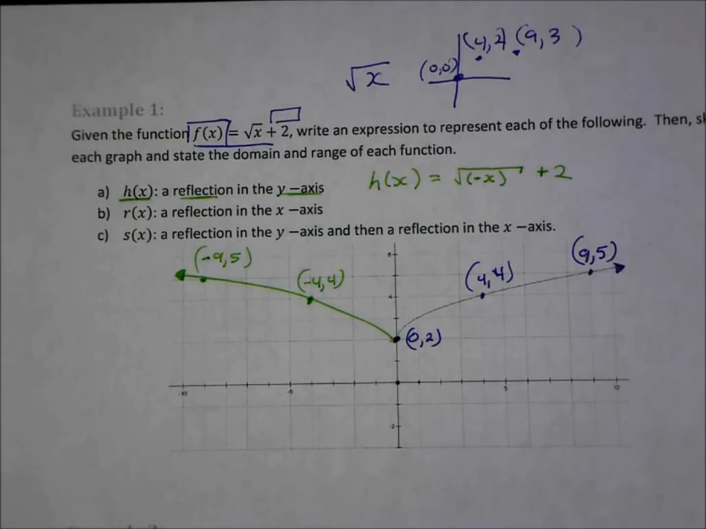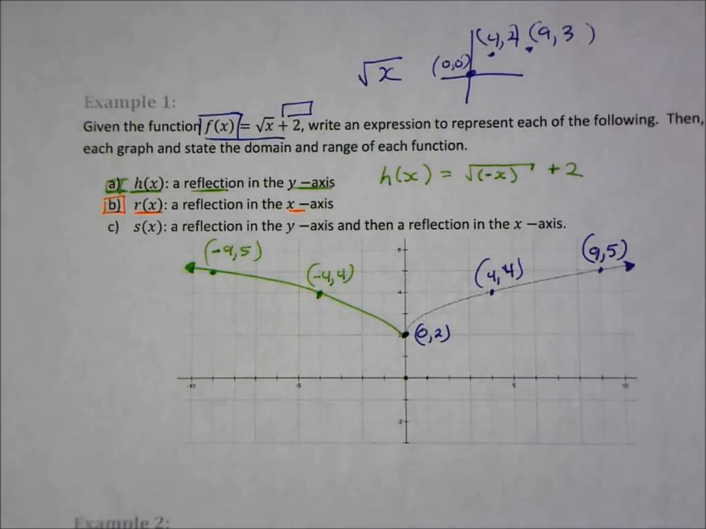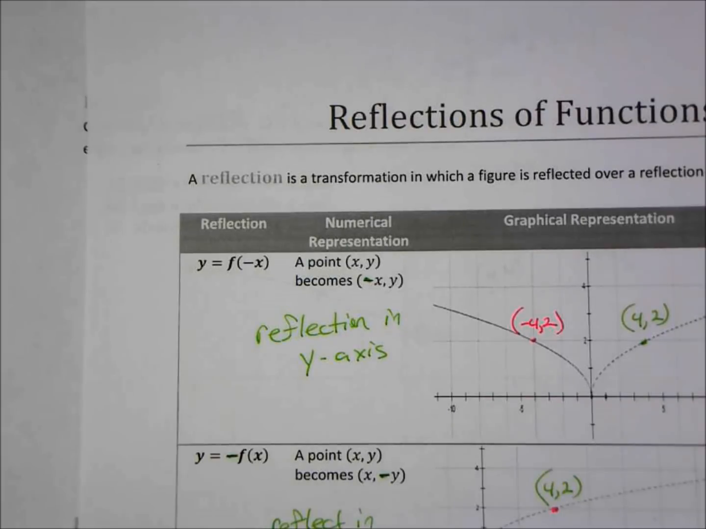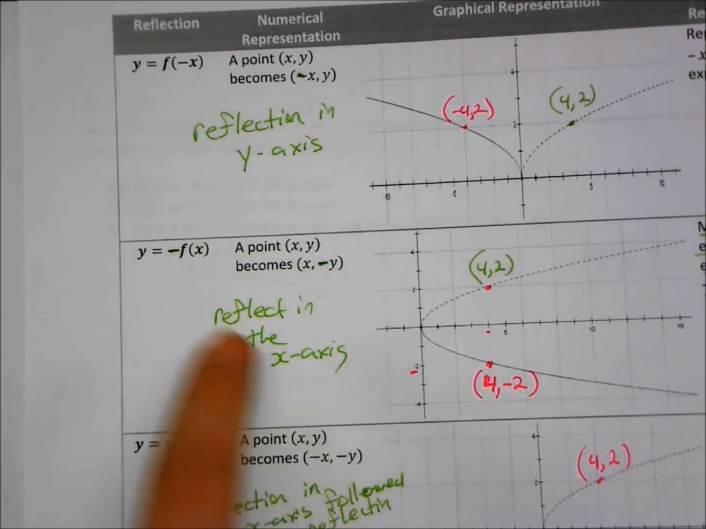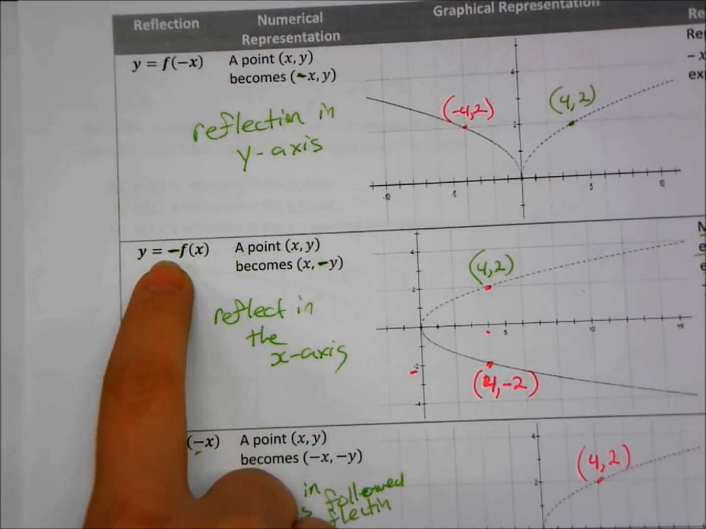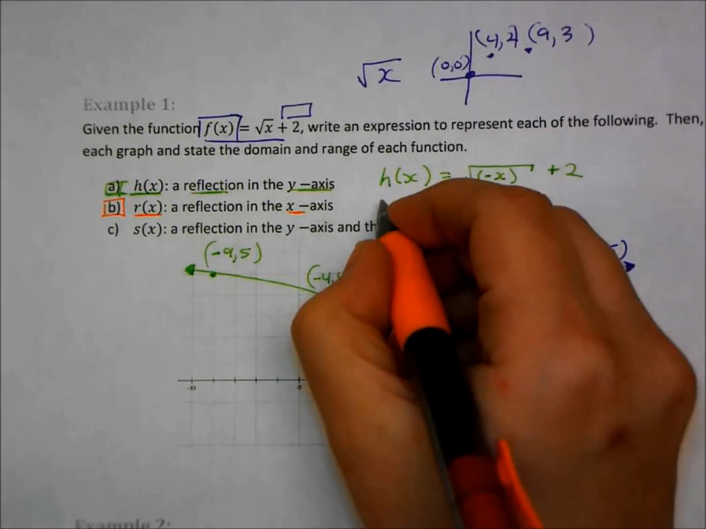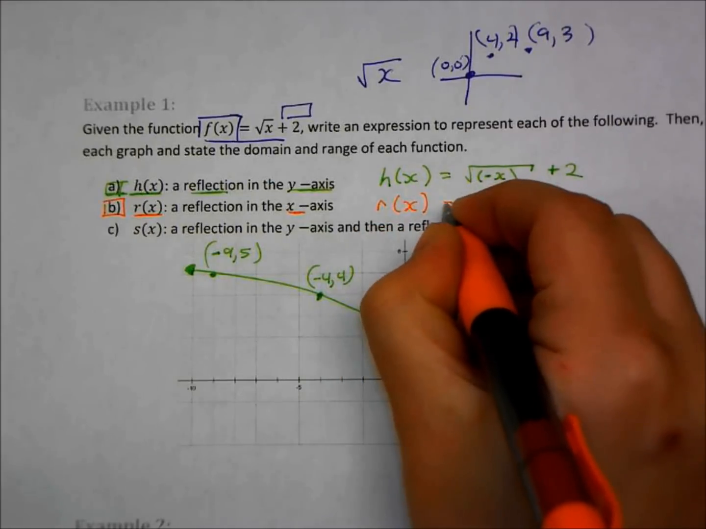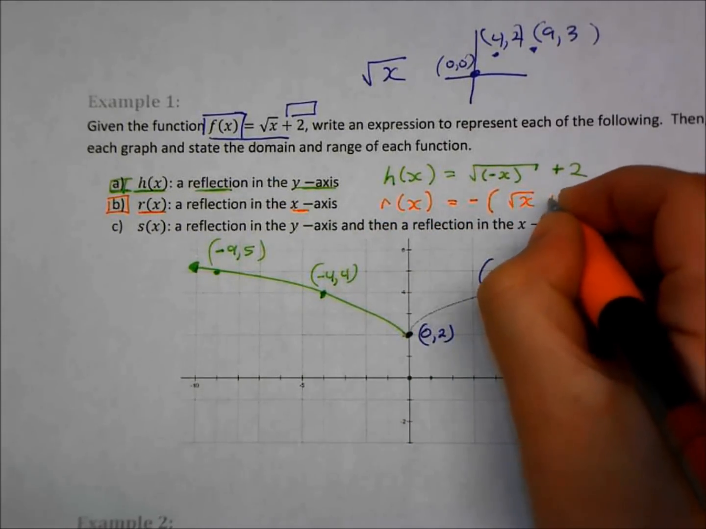So that is A. So to reflect in the x-axis, when we take a look over here at the equation, a reflection in the x-axis means we put a negative in front of the entire equation. So that means r of x is going to equal negative, and I'm going to put it in a big bracket, square root x plus 2.